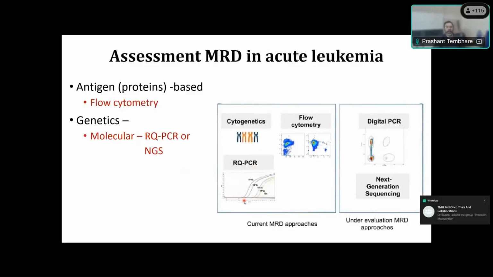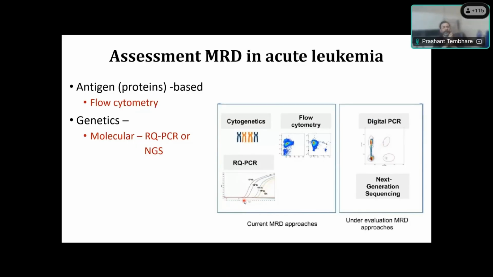Okay. Now there are two conceptual methods of MRD assessment. One is based on the identification of proteins which are associated with the tumor cells. The proteins can be detected using a technique called flow cytometry, or broadly even by IPGMER, especially for lymphoma. But the sensitivity of IPGMER is low, so the better technique is flow cytometry.